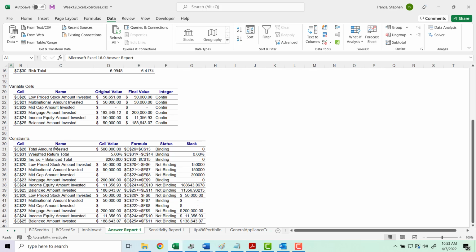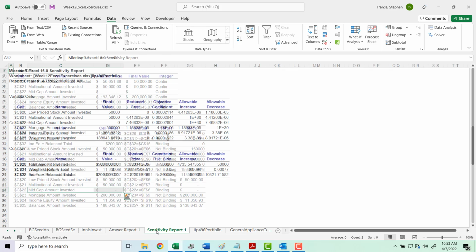Where was that? Total amount invested. Oh, so the income equality, that's going to be bound because it's equal to 200,000. The mortgage amount is bound because we've invested the maximum. Mid cap is not bound on the maximum, but for example, it's bound on the minimum as we don't have anything and the minimum is 0. So that's the constraints.